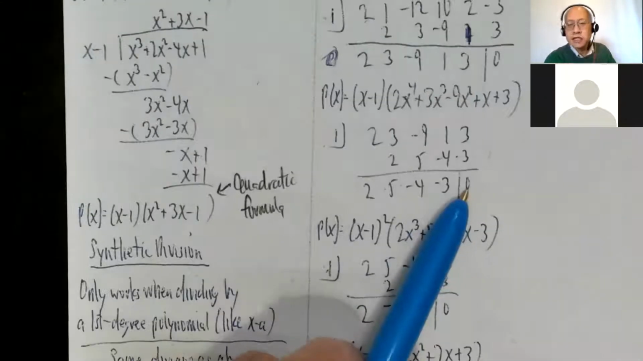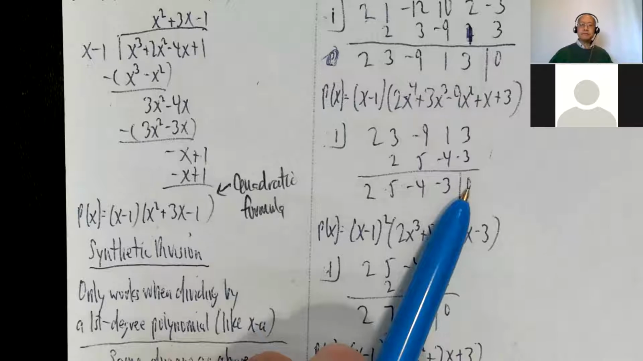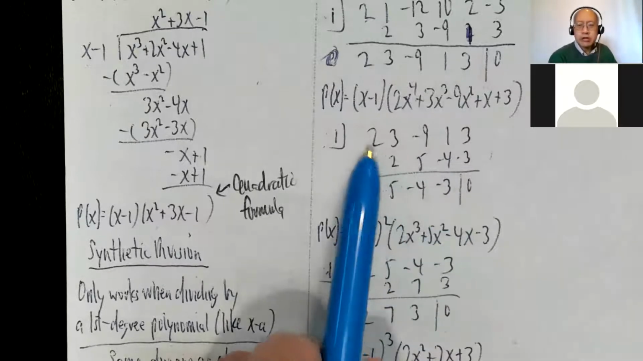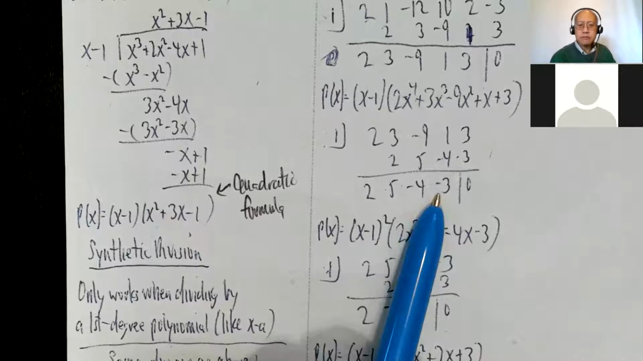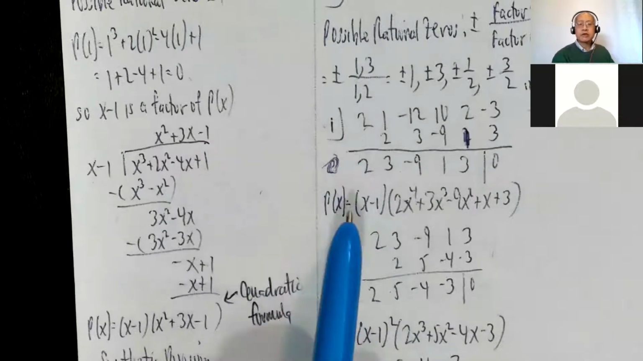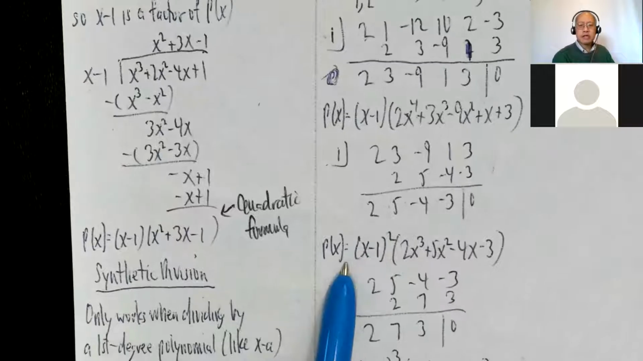If this last number is a 0, that means the remainder is 0. Now, if this last number is a 1 or 3 or negative 5 or whatever, that means there's a remainder, which means you don't have a factor. All right, this used to be x to the 4th. It's now down to x cubed. So let's see, I got an x minus 1 twice, multiplicity at least 2. So I have x minus 1 squared.